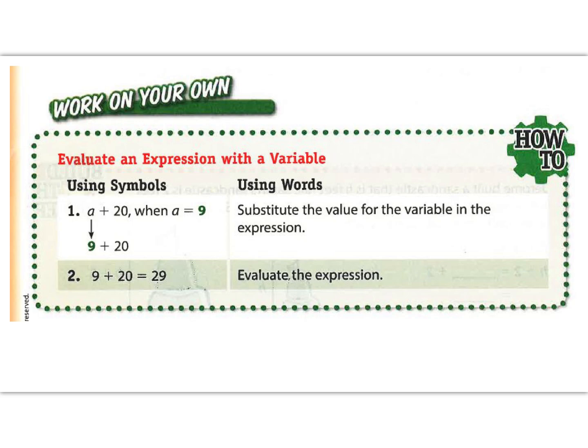All right. This says evaluate an expression with a variable. Here it is using symbols. A plus 20 when a equals 9. So you're going to substitute the value for the variable in the expression, just like we've been doing. Substitute a for 9. Then you evaluate the expression. 9 plus 20 equals 29.